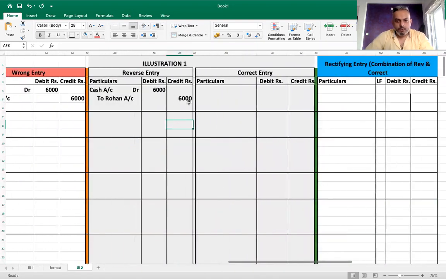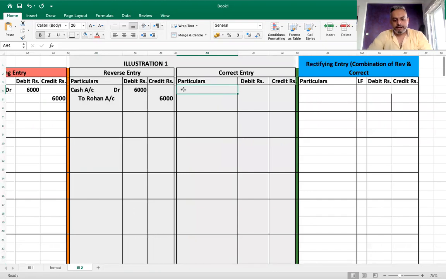Okay. Now correct entries. Correct entries, we paid salary, so name is not to be recorded. सैलरी अकाउंट डेबिट, हम नाम लोगों का कब रिकॉर्ड करेंगे? अगर किसी से कुछ पैसा लेना या किसी को कुछ पैसा देना बाकी है तब.